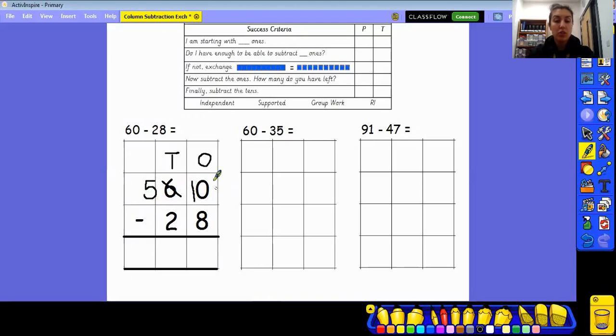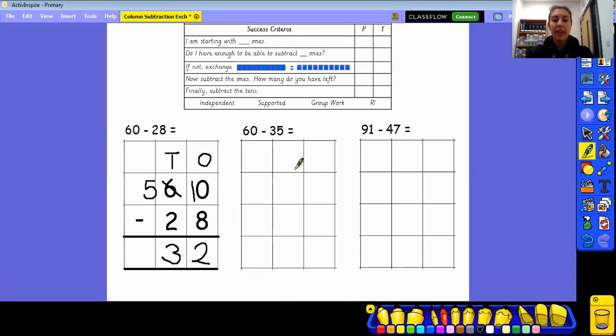So now that I've got some 1s here, now I can do 10 take away 8. And if you know your number bonds, you will know that 10 take away 8 leaves us with 2 1s. And now that I've subtracted my 1s, I can finally subtract the 10s. So 5 10s take away 2 10s leaves us with 3 10s, that's right. So 60 take away 28 equals 32. Have a go at this calculation, pause the video, and then we'll work out the answer together.